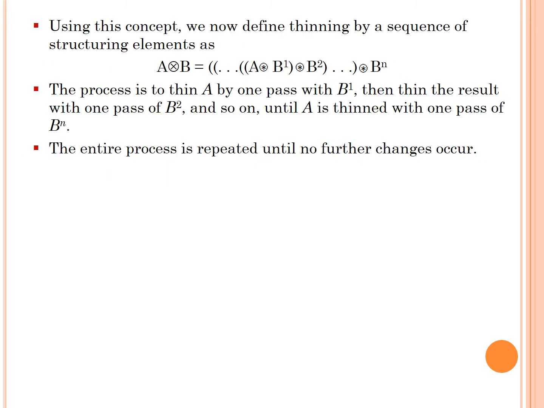Using this concept, we now define thinning by a sequence of structuring elements as: thinning of A by B is equal to taking the hit or miss transform of A by B1, then taking the hit or miss transform of this result with B2 and so on up to Bn. The process is to thin A by one pass with B1, then thin the result with one pass of B2 and so on until A is thinned with one pass of Bn. The entire process is repeated until no further changes occur.